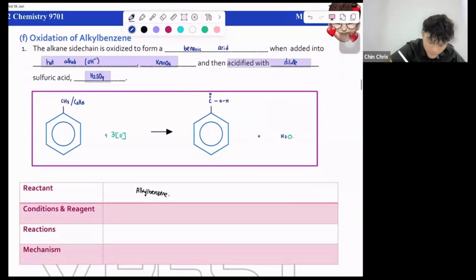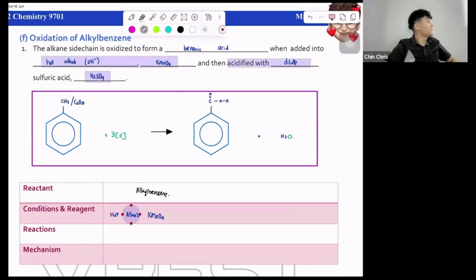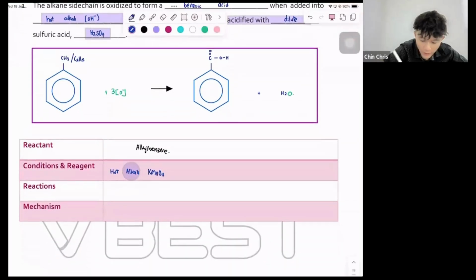Okay, so what do I need? I need hot alkaline KMnO4. Remember, alkaline KMnO4, not acidified. In AS, most of the oxidation is done with acidified KMnO4, right? Yes, correct. Any alkyl benzene will oxidize into a benzoic acid. So hot KMnO4, and after that, please follow by acidified.